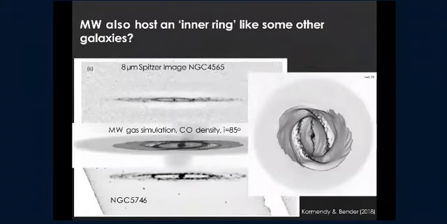So this is our gas simulation, and if we incline the simulation to nearly edge-on, you see very similar structures as in other observed galaxies.